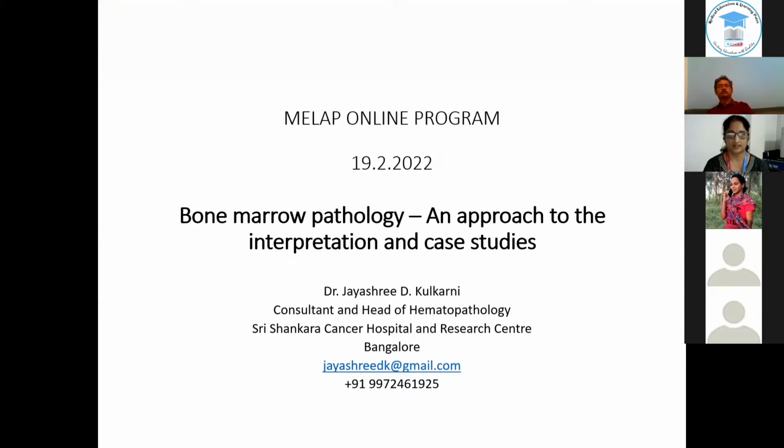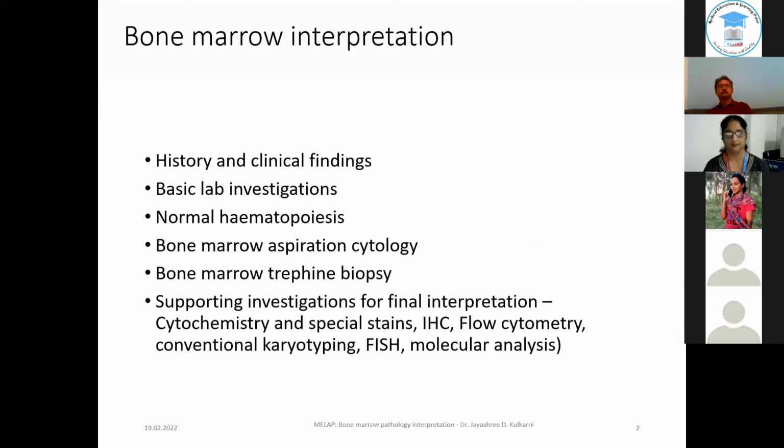Today's topic is my favorite, bone marrow pathology, an approach to the interpretation with some case studies. So let me straight away go with how to approach a bone marrow.